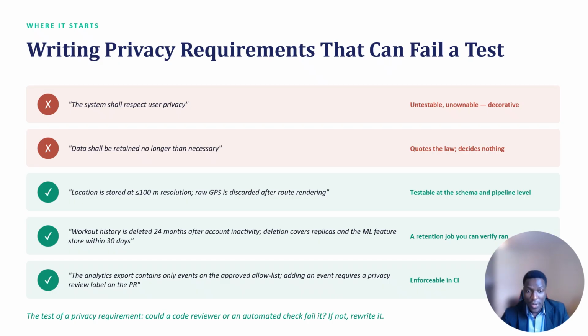Also, another good one: analytics export restricted to an allow list, enforced by a PR label. This is enforceable in CI. The universal test is: could a reviewer or an automated check fail this requirement? If nothing could ever fail it, it isn't a requirement and you need to rewrite it.